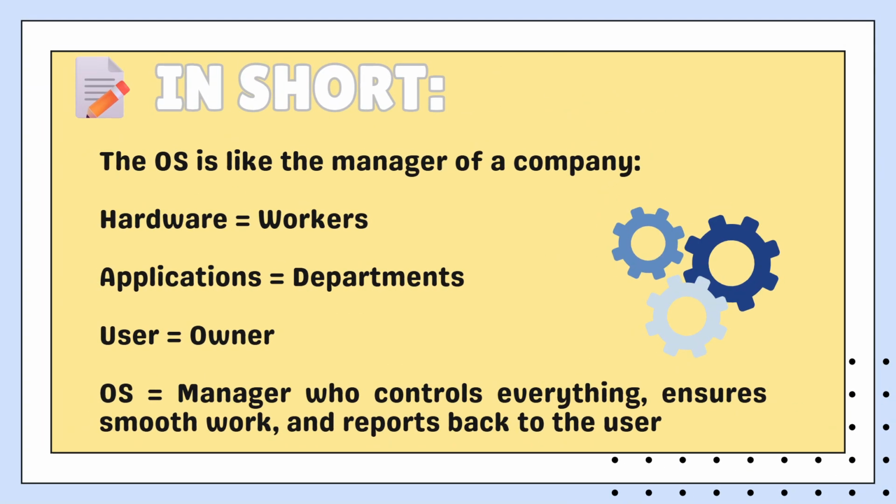And in short, the OS is like the manager of a company. Hardware equals workers, applications equals departments, users equals owner. Operating system equals the manager who controls everything, ensures smooth work, and reports back to the user. The operating system is like the manager of a company. It manages employees, that means processes, and office space, that means memory.